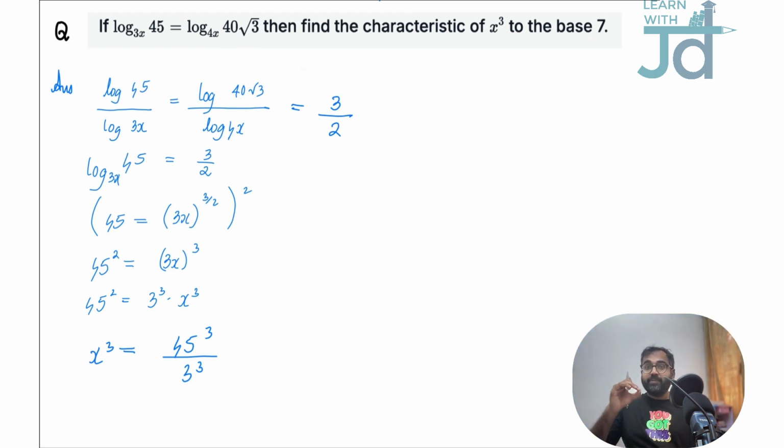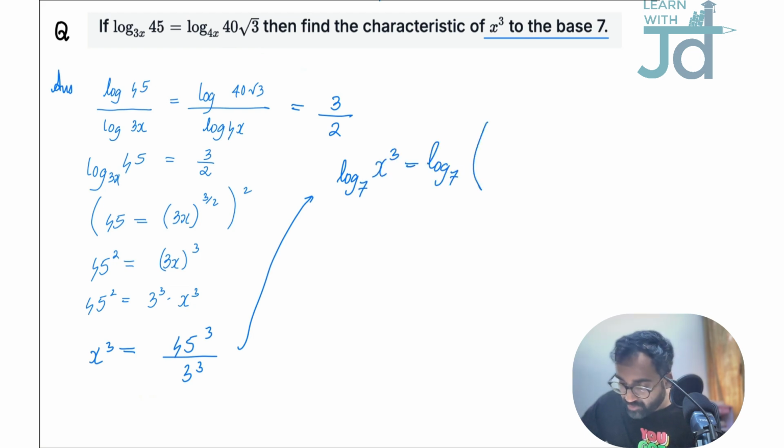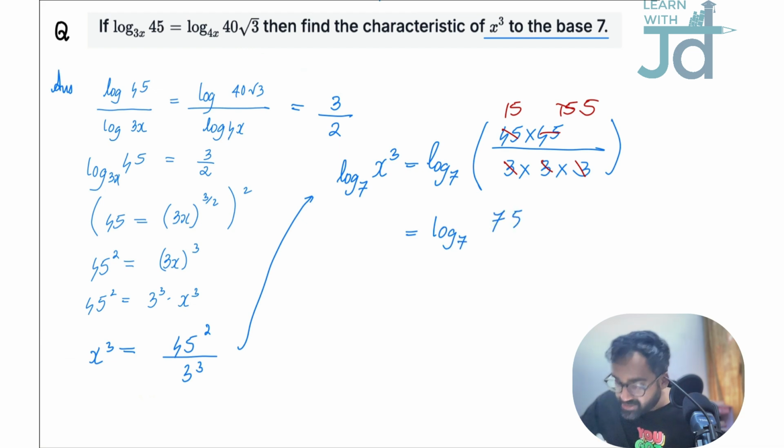Now I want to find the characteristic of this to the base 7. So I'll take log to the base 7, log to the base 7 x cube, and log to the base 7 45 square, 45 cube. So 45 into 45 into 45 into 3 into 3 into 3. ये 45 square है ना, sorry हाँ 45 square है. Now 3 into 15 times, this is also 15 times, and this also 5 times, I guess. So you will get 15 5s are what you get, 15 5s are 75. So log 75 to the base 7.